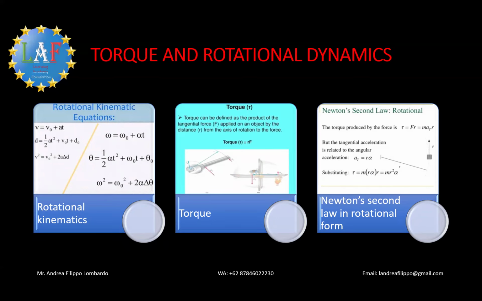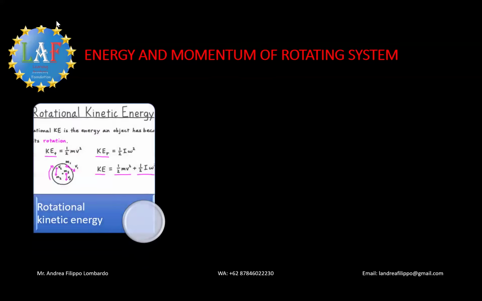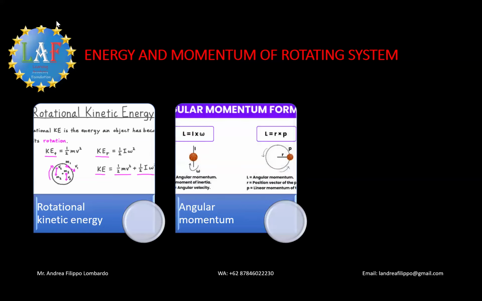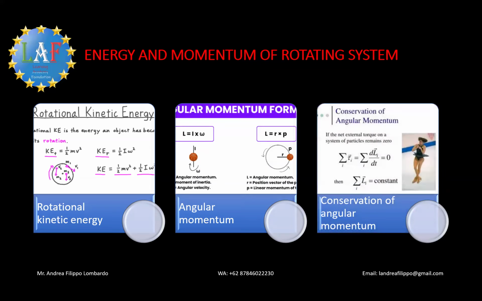The next section will be about energy and momentum of rotating system, where the students will learn about rotational kinetic energy and rolling without slipping, angular momentum of an extended object, and conservation of angular momentum and constant angular momentum with no net torque and conservation of angular momentum examples.